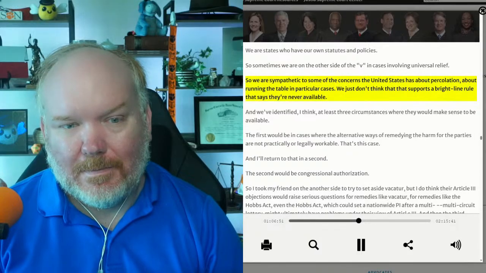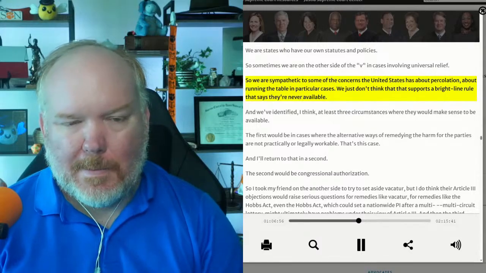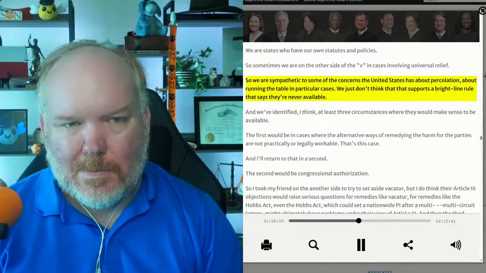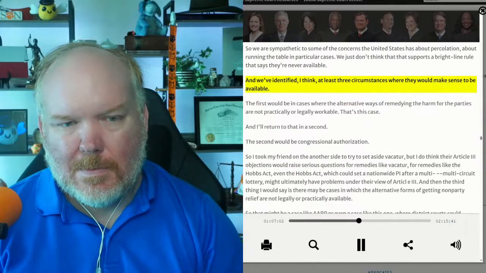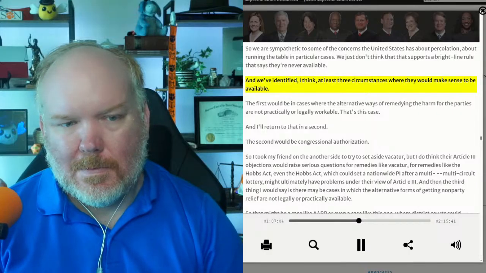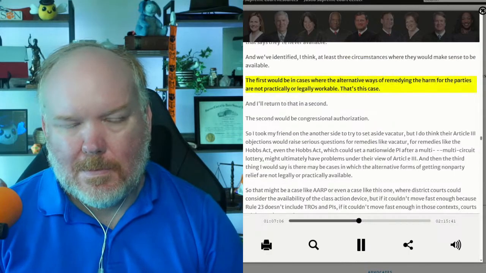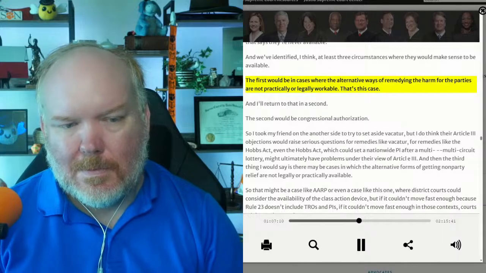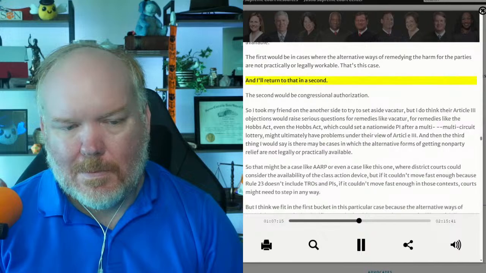So sure, we are sympathetic to some of the concerns the United States has about percolation, about running the table in particular cases. We just don't think that that supports a bright line rule that says they're never available. And we've identified, I think, at least three circumstances where they would make sense to be available. The first would be in cases where the alternative ways of remedying the harm for the parties are not practically or legally workable. That's this case, and I'll return to that in a second.